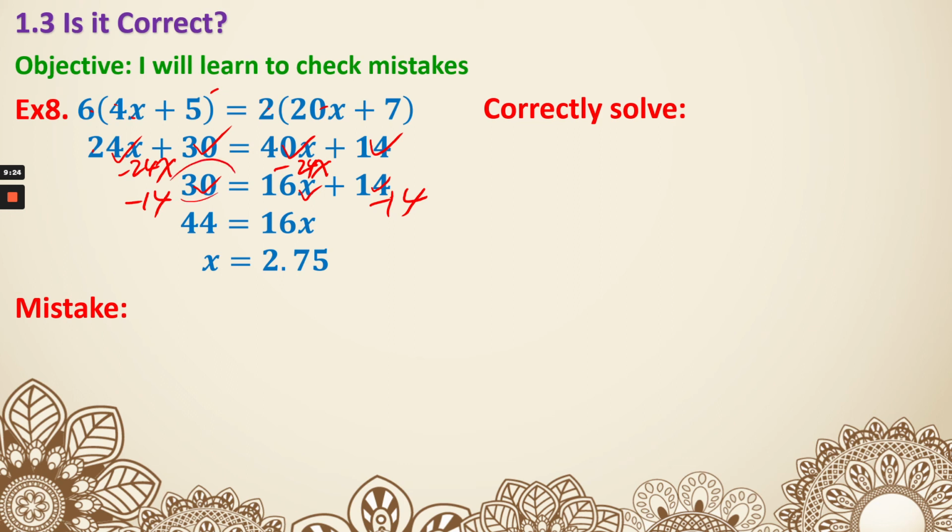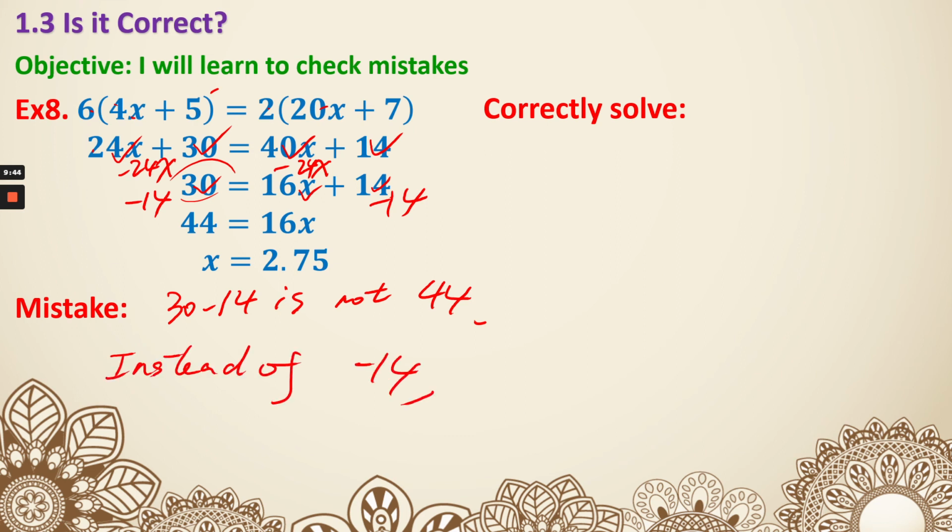Next, subtract 14 on both sides because the 14 is gone from that step. Ooh, 30 minus 14 is not 44. And here's the reason. Instead of subtracting 14, they did plus 14. Now let's correct.